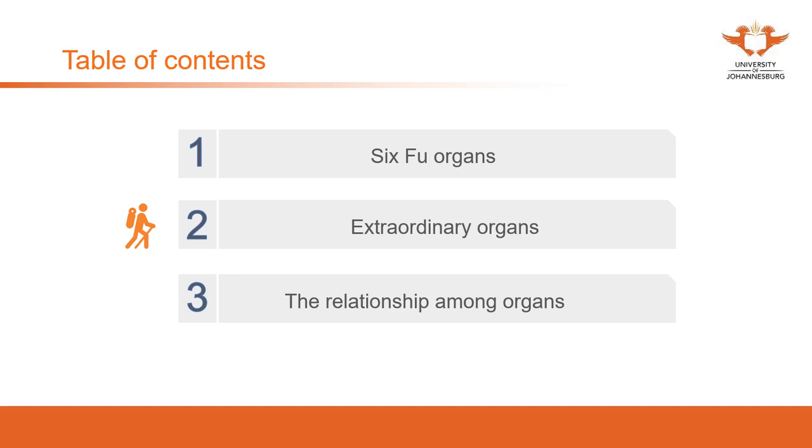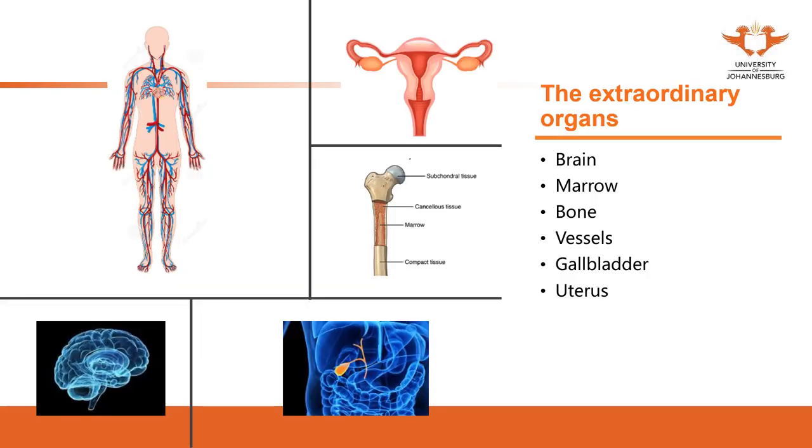Also, these extraordinary organs do not belong to any of the 5 elements, so you actually can't put them in the 5 elements categories. The function of these extraordinary organs also relies on the 5 Zang organs, and they rely on multiple Zang organs.